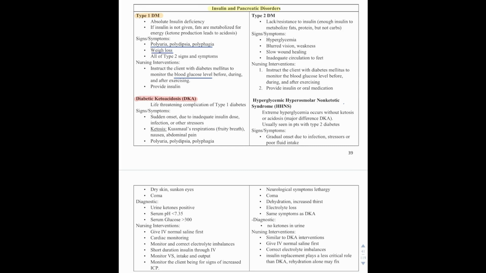In ketosis, there is Kussmaul's breath or Kussmaul's respirations, which is a fruity breath. This is a key sign. So just remember that. That goes along with DKA. We'll also see polyuria, polydipsia, polyphagia, dry skin, sunken eyes, and coma.